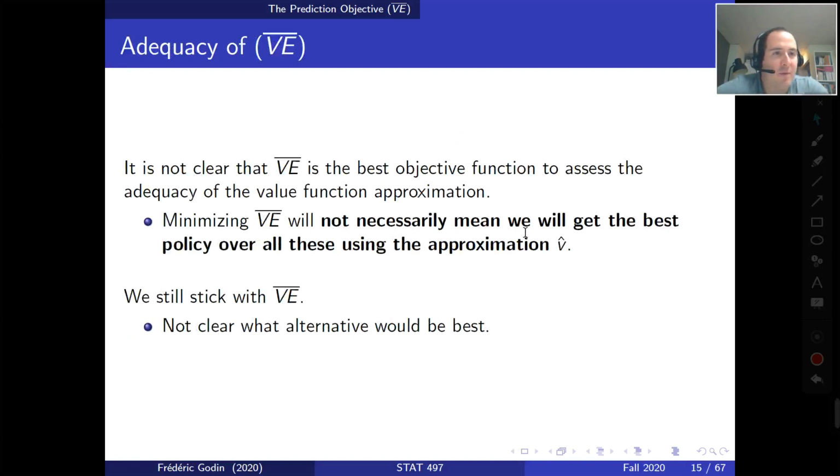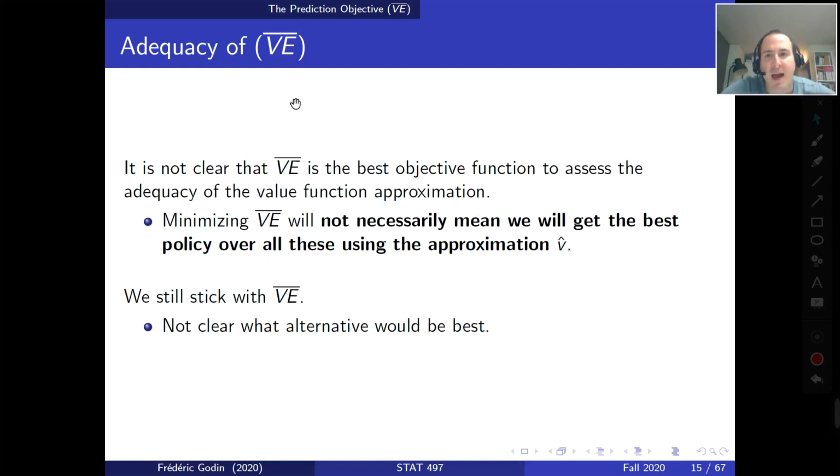So now we've presented VE bar as our objective function, which we shall try to minimize when we want to find W, the best approximation of the value function. Now, is VE bar a suitable choice of objective function? Well, what the textbook mentions is that probably we still need some research about that, because it's not clear that this objective function is the optimal choice.